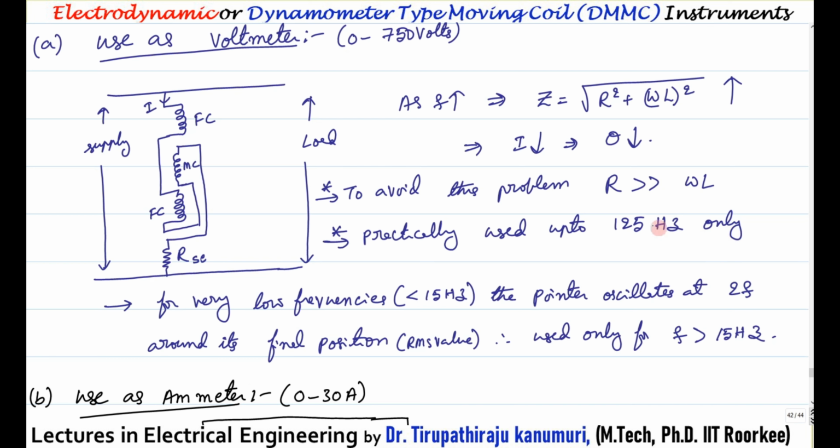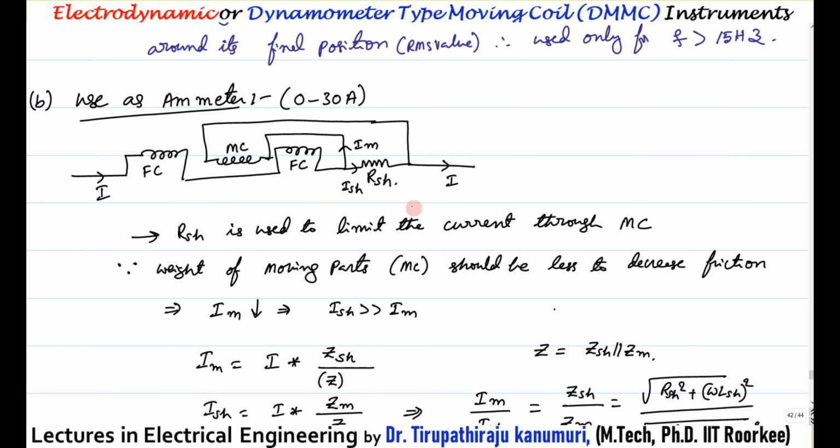And there is a limitation of these instruments. Generalized for the case of ammeters, for the measurement of power or the current, as well as voltage: for very low frequencies, if you are going for less than 15 Hz, the pointer oscillates at 2 times the frequency around its final position. Final position means it is actually measuring the RMS value of the voltage, right? As it is oscillating around the final position, we cannot measure the accurate value. So that is a disadvantage. That's why this is used only for frequencies greater than 15 Hz. Either you use it for DC or only for frequencies above 15 Hz and less than 125 Hz. This is used as a voltmeter in practice.